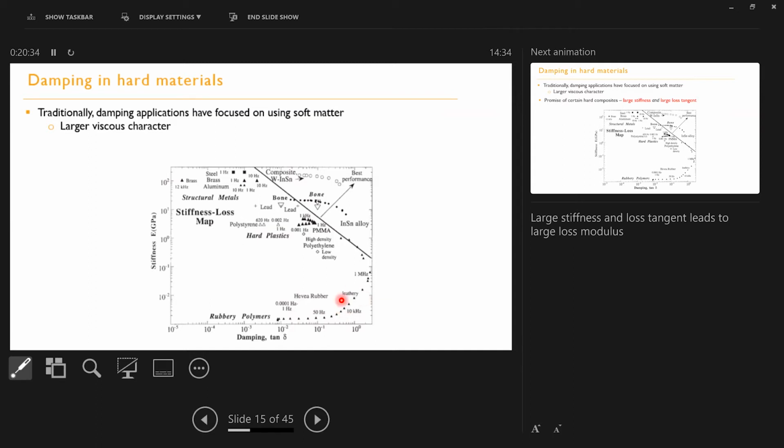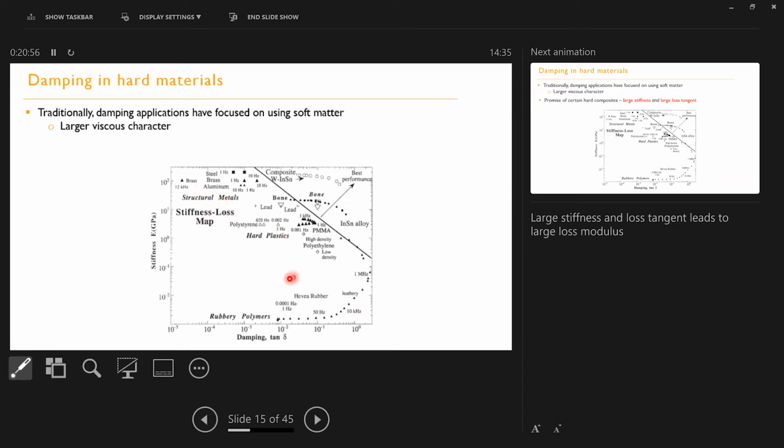They can slide past each other. Okay. So they'll have a very high loss tangent. On the other hand, if you think of alloys and other composites, hard materials, they will have a very high stiffness but very low loss tangent. Okay. But you need both of them to give you a high loss modulus.